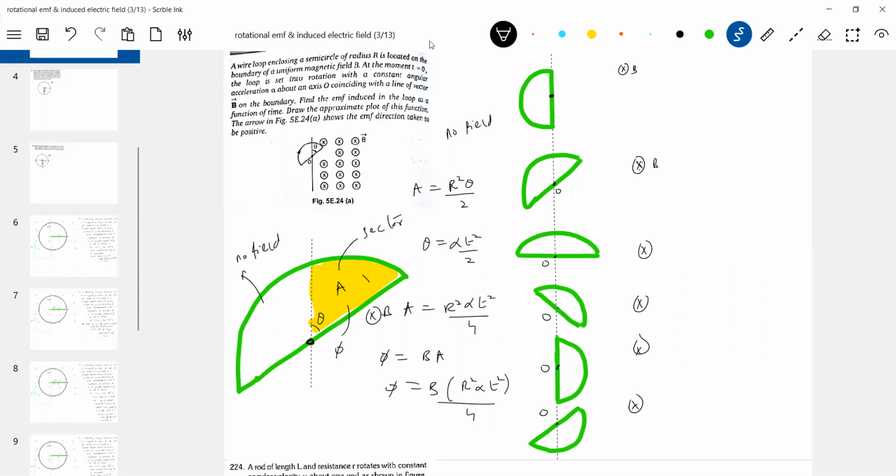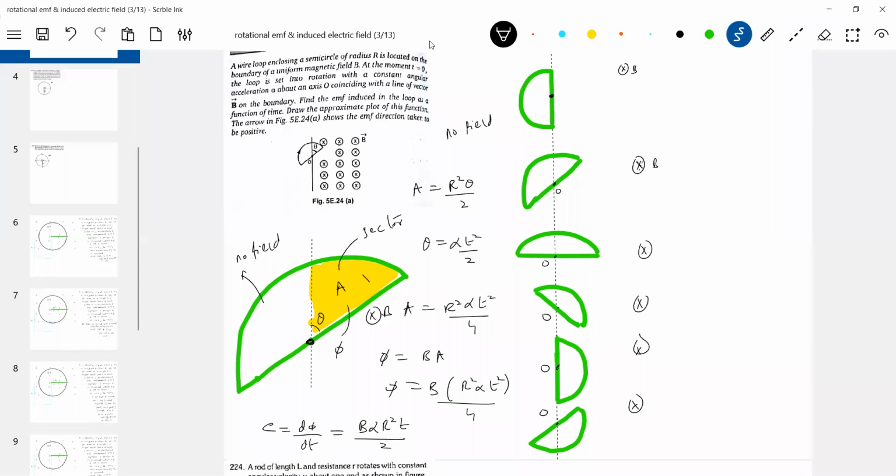This we will differentiate. Then we'll get the EMF induced, and that EMF induced is asking us to plot as a function of time. So E equal to d phi by dt. So this should be B alpha r square t by 2. Differentiating with respect to time, I'll get the EMF induced. So that EMF induced is a function of time. Okay, this is about the magnitude.